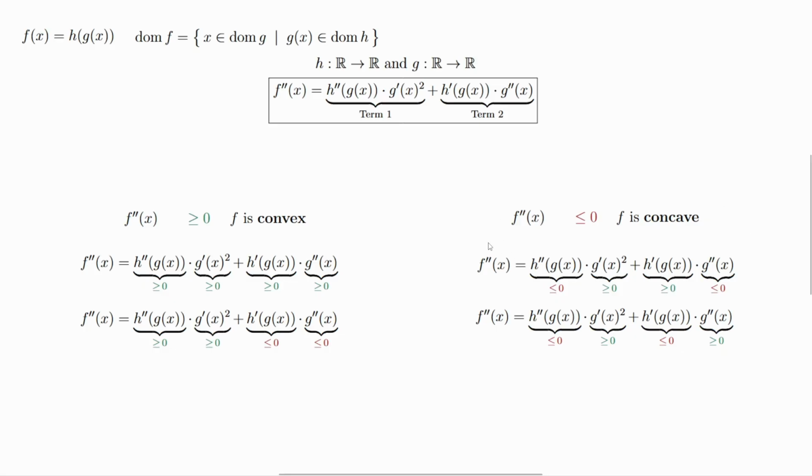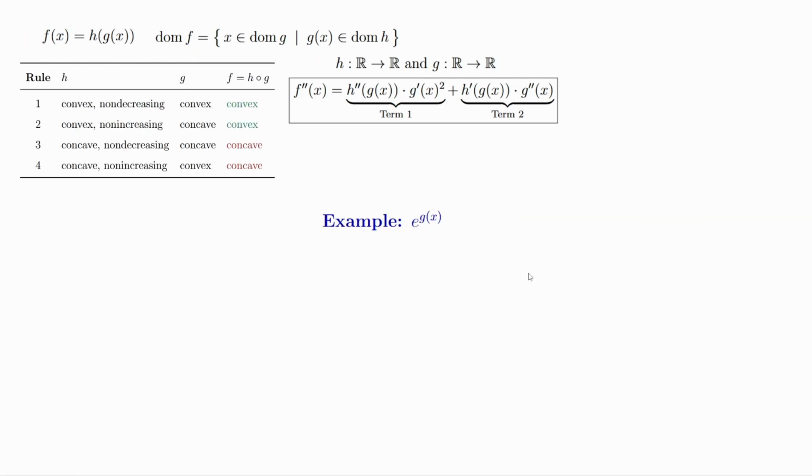So in this case, we can have these two results. We're basically looking for opposite signs on each term. So let's go through an example. In this case, a simple first example where we take the exponent of g of x. So our h, or outer function, is the exponent function, right? We take the input g of x and we exponentiate. And of course, the domain of h is the real numbers as well.